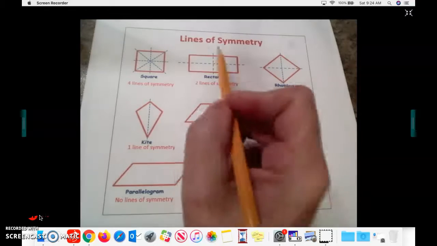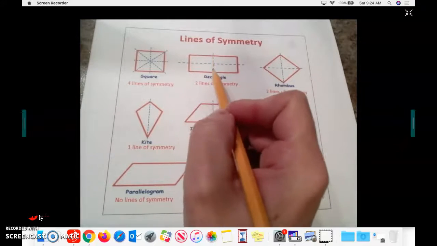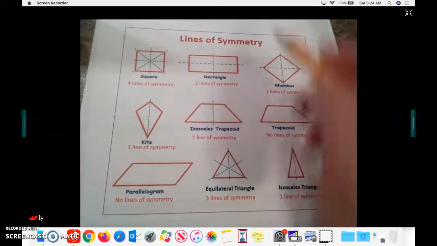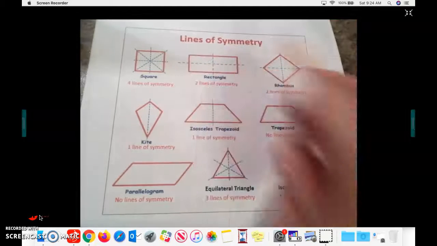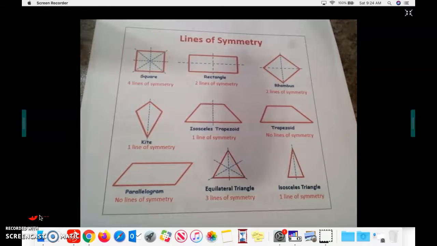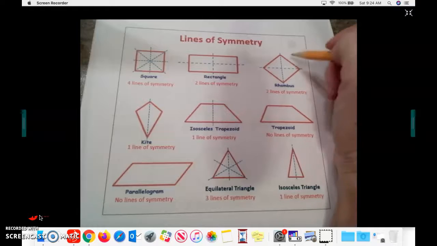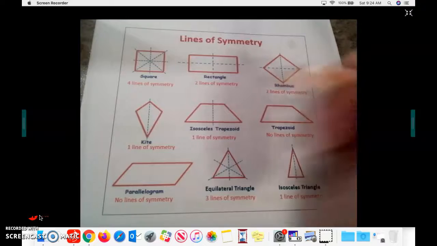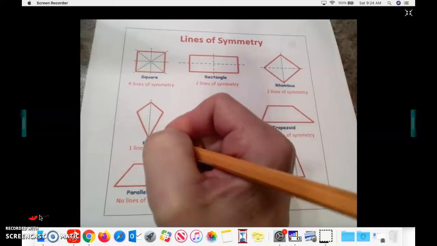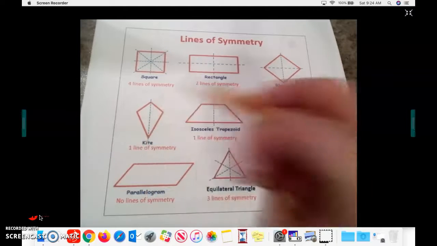A rectangle has 2 pairs of parallel sides and equivalent sides. So that means these 2 sides are equal and these 2 sides are equal. So a rectangle, unlike a square, only has 2 lines of symmetry. A rhombus, which is more of kind of a diamond shape, is going to have 2 lines of symmetry. A kite, you're going to see if I were to fold this corner up, it's not going to match, so it only has 1 line of symmetry.